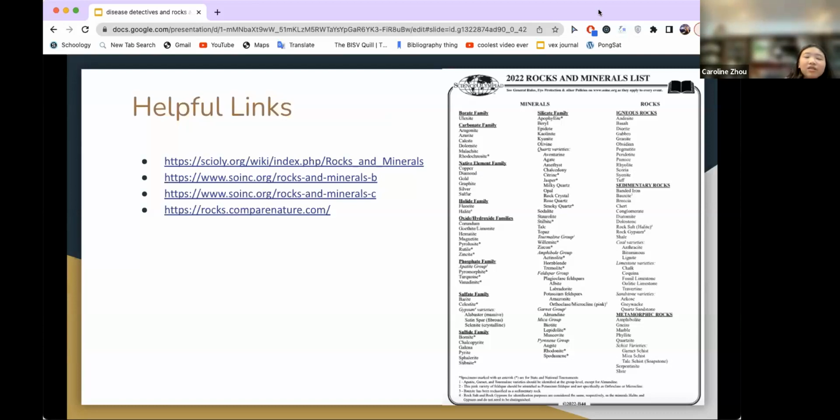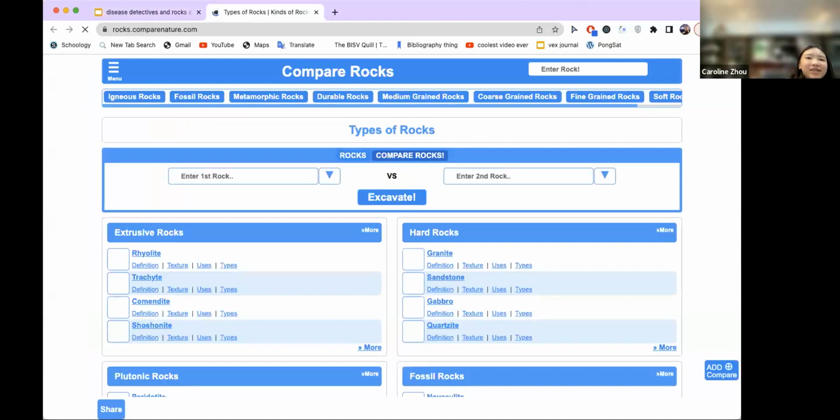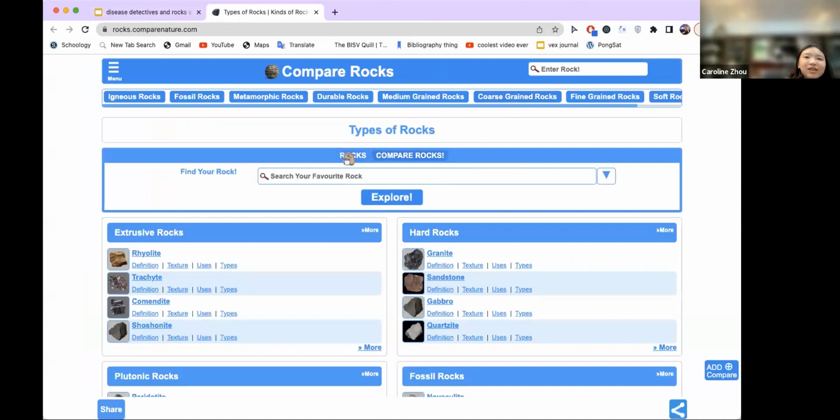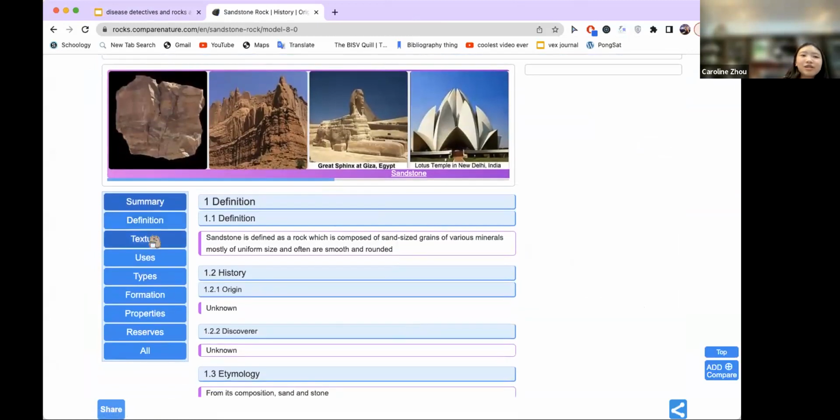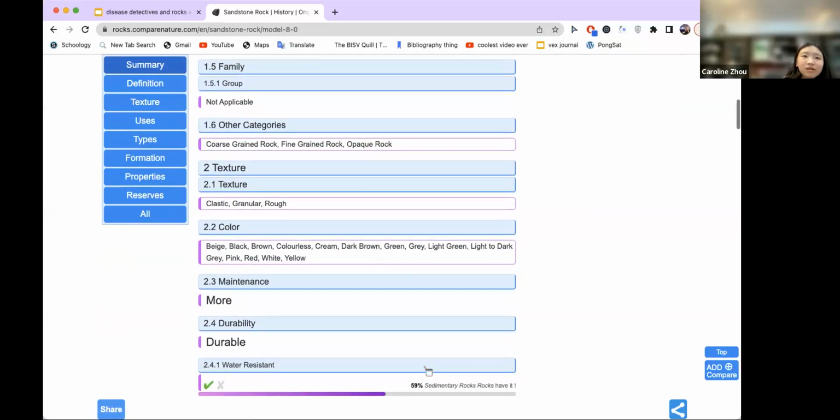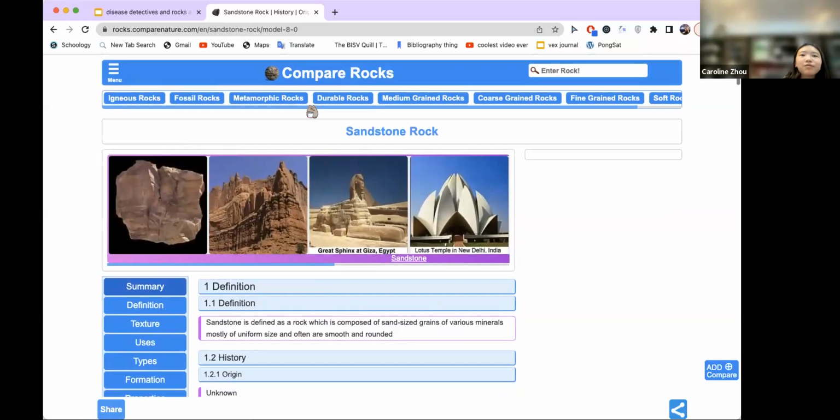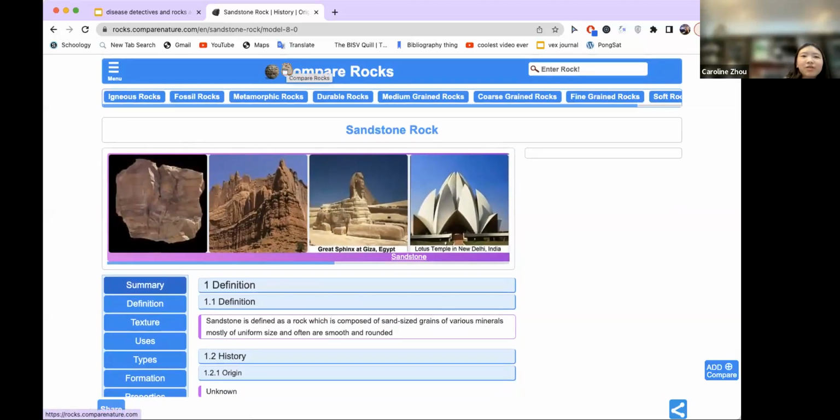And then this other one that I just found online is called rocks.comparenature.com. It's a random site, but basically it has a database of every single rock. For example, if I were to search up sandstone from the link here, it would give me the definition, texture, uses, types, and all of these things. This site would be pretty helpful while you're building your binder to get quick information.